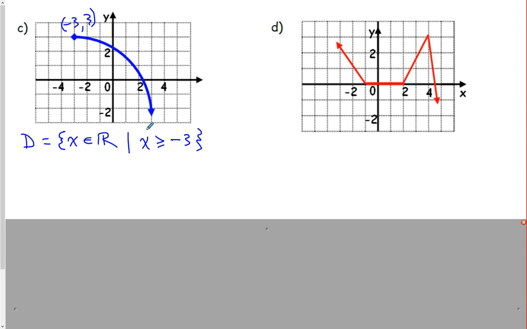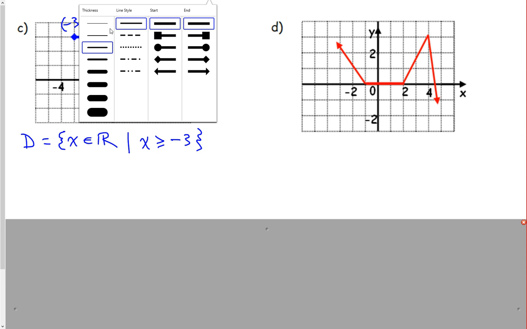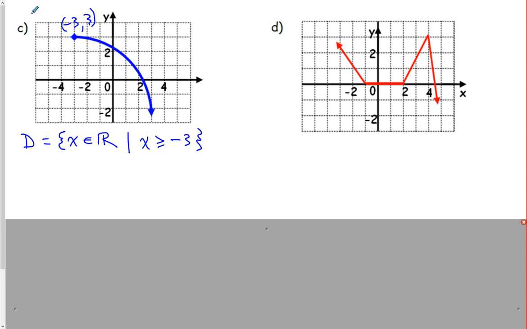I'd like you to try the range right now. On your notepad, try writing that down. What would the range look like? Fill out as much of it as you can.